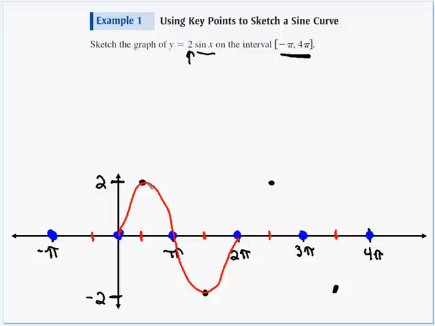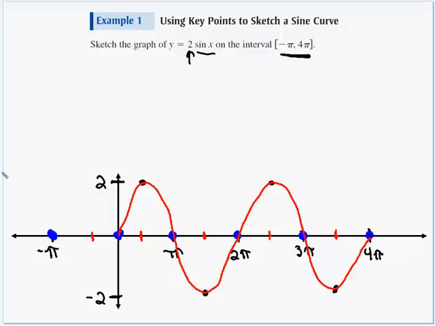We've done a hill, cross the x-axis, done a valley, and we're back to where we started. And then the cycle continues. Back up, another hill, down, cross the x-axis, bottom of a valley, back up. So right there are 2 periods of the sine function of 2 sine x.